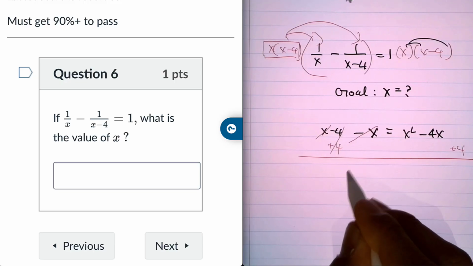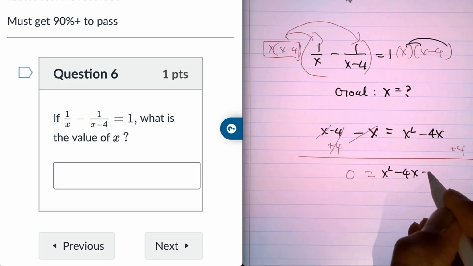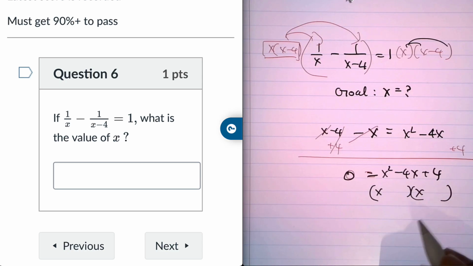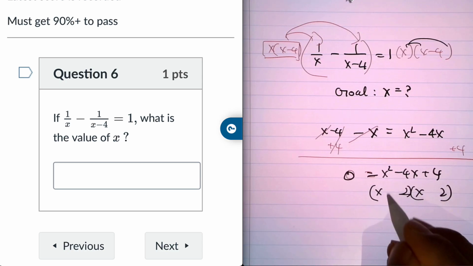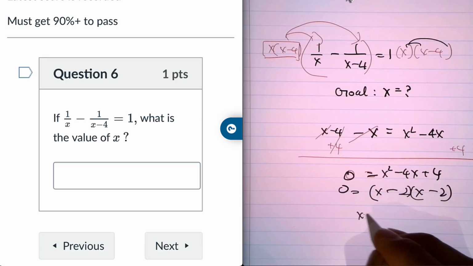So this way the left side is equal to 0. On the right side, we get x squared minus 4x plus 4. Can we factor it? Let's try it. When you have x and 2 and 2, why don't we just put the minus 2 on both parentheses and double check quickly, mentally, if you have the right idea. x times x is x squared. The inside and outside give you negative 2x. Combining like terms, we get negative 4x, and negative 2 times negative 2 will give you 4. And therefore, x equals 2.